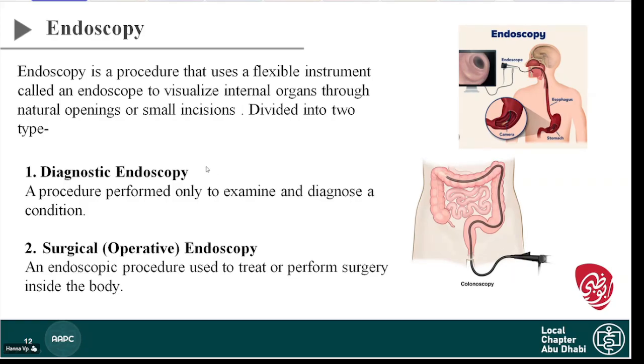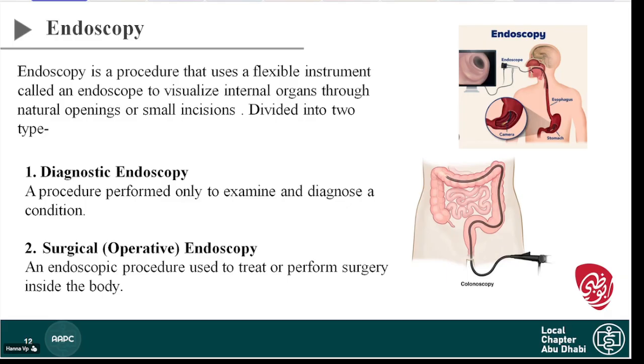And this endoscopy is again divided into two types. Most people have difficulty converting the code for endoscopy while coding, and this is the main reason. The two types given are diagnostic endoscopy and surgical endoscopy. Most people face issues confirming whether an endoscopy is diagnostic or surgical.